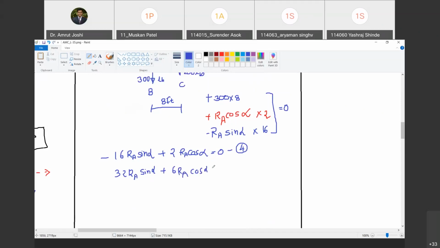Yes, sir. Are you able to see this now? There is no issue, right? Yes, sir. Only in the first equation we made a mistake. The 300 into 8 was not considered. So that is minus 300 into 8, which is 2400. That goes on the other side and it becomes minus 2400. Am I right? Yes, sir. So that's correct.